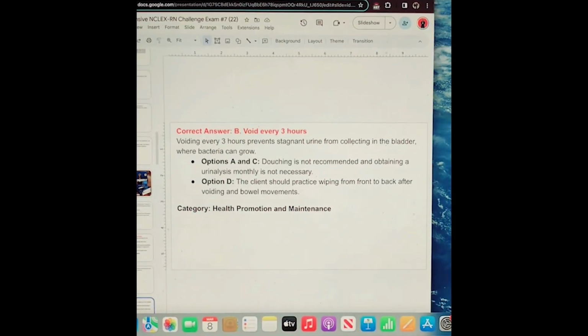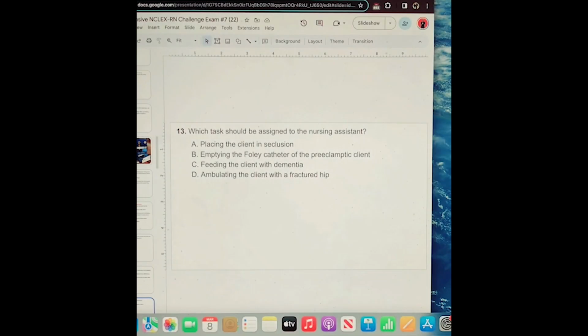And the answer is B. It is to void every 3 hours. Voiding every 3 hours prevents stagnant urine from collecting in the bladder where bacteria can grow. Health promotions and maintenance, which is 6 to 12% on the NCLEX exam. Here we go. Question 13.